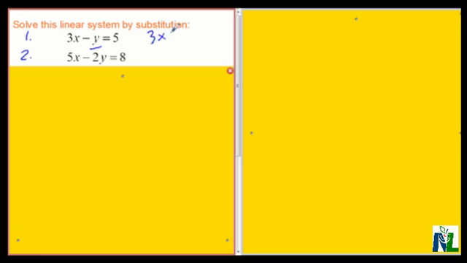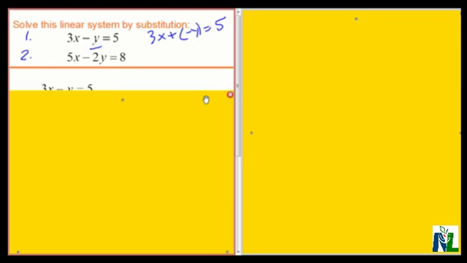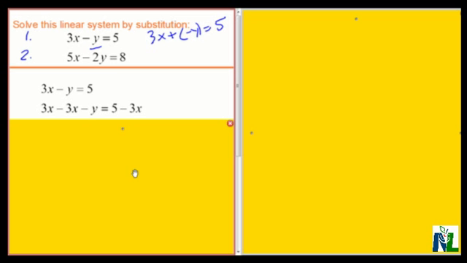Some people might even decide to quickly rewrite equation 1 as 3x plus negative y equals 5. So I'm going to start off by choosing equation 1 and solving for y. To get y by itself on the left-hand side, the first thing I'm going to do is subtract 3x from the left-hand side. But if I subtract 3x from the left-hand side, I must also subtract 3x from the right-hand side.